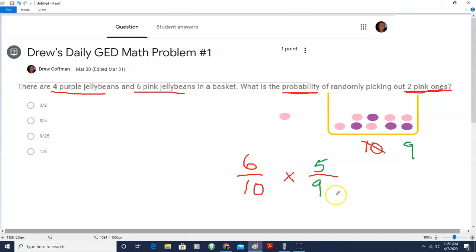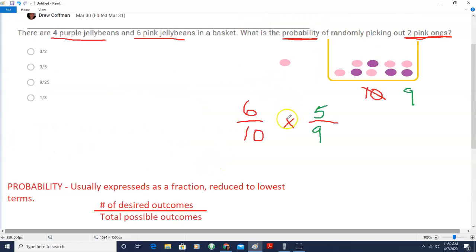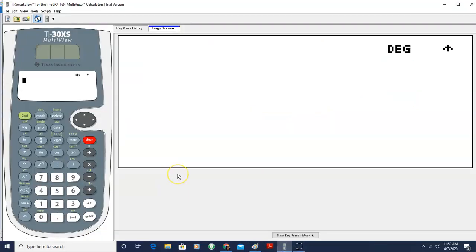And what do we do with these 2 fractions? Again, the rule is multiple probabilities multiply. So we're going to multiply them. Now, if we have our handy-dandy GED calculator, which I know most of you do not have at home, and there's the phone ringing in the background, we would write it something like this.